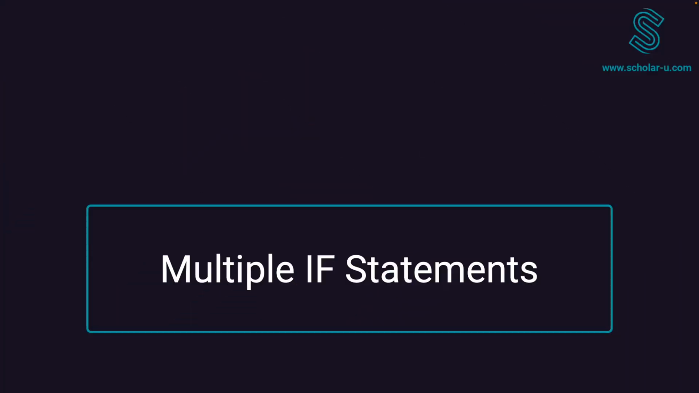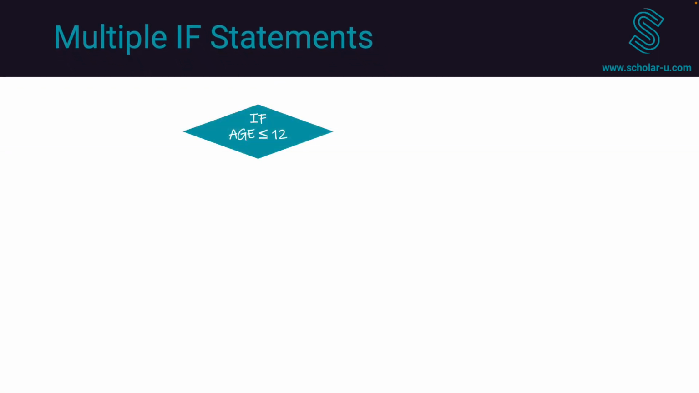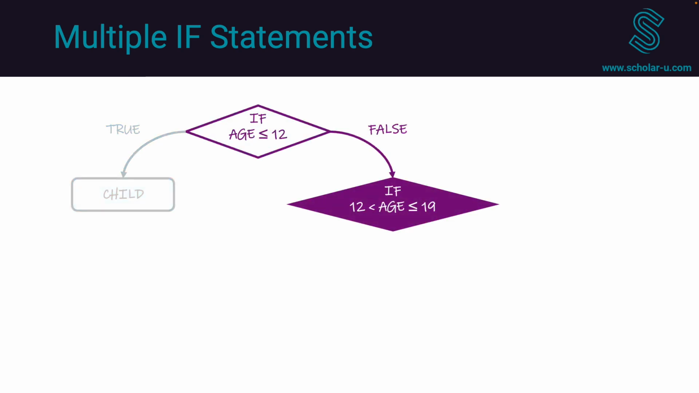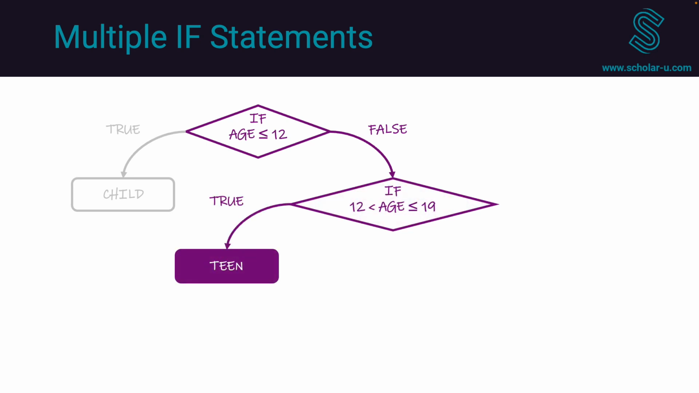Up till now, we have worked with simple IF statements that produce two results. Let's look at multiple IF statements with more than two results. Let's start again by asking, is the person's age less or equal than 12 years old? If true, we will label them as a child. And if false, we're going to ask a second question. Is their age greater than 12 and less or equal than 19? If that is true, we're going to label them as a teen. Otherwise, we're going to label them as an adult.